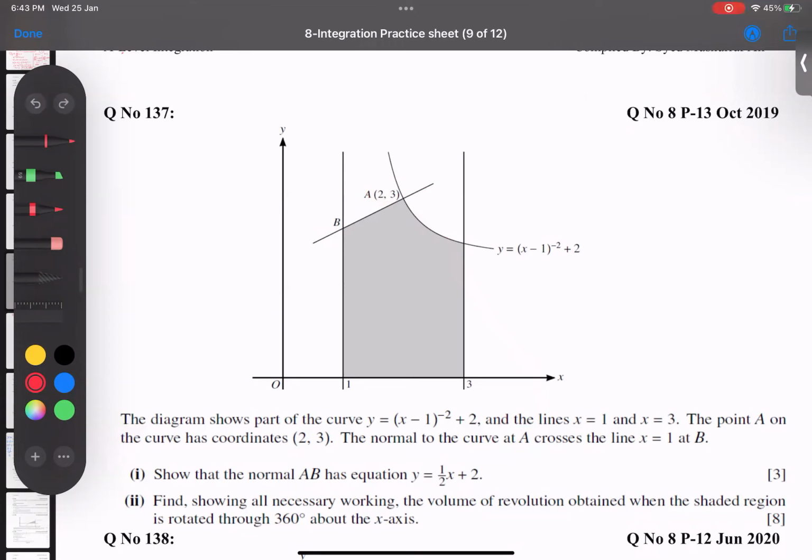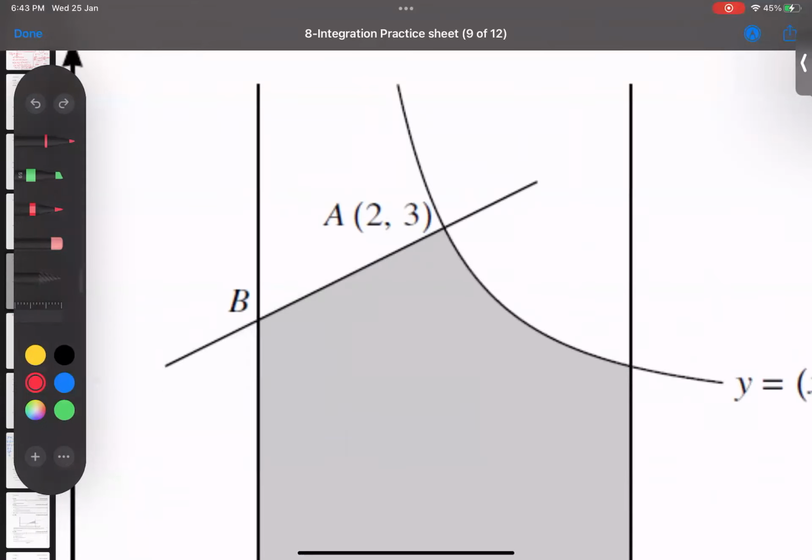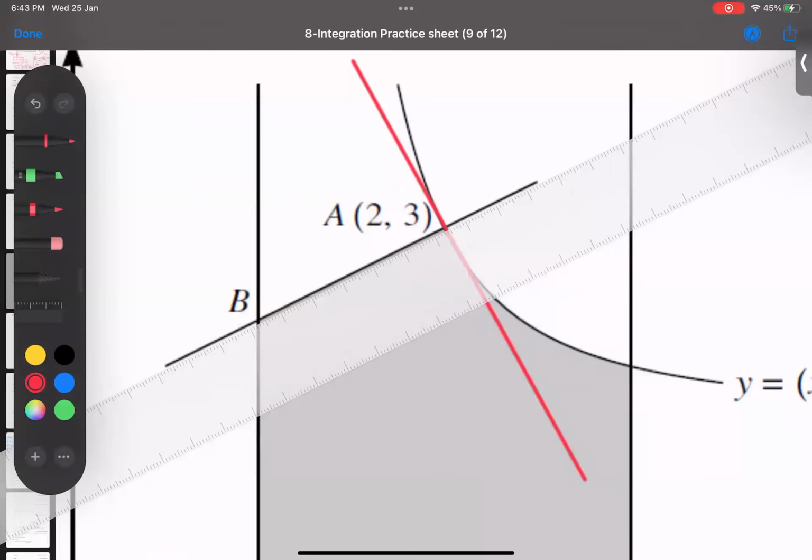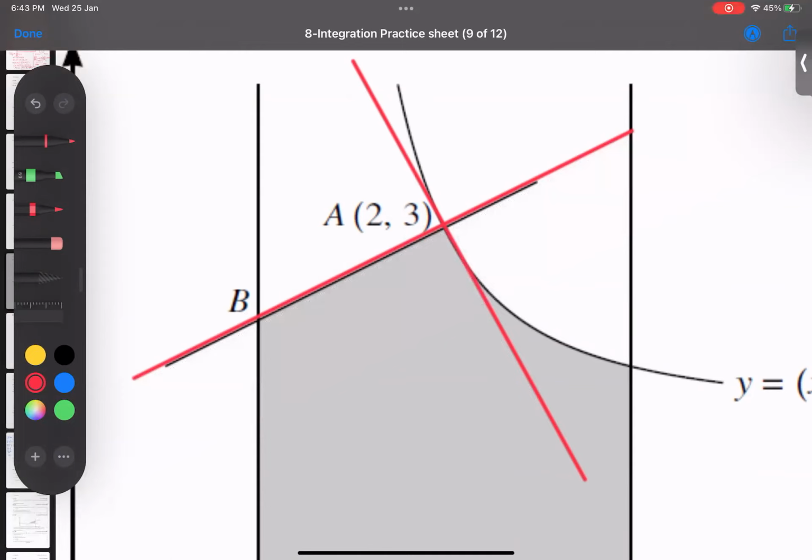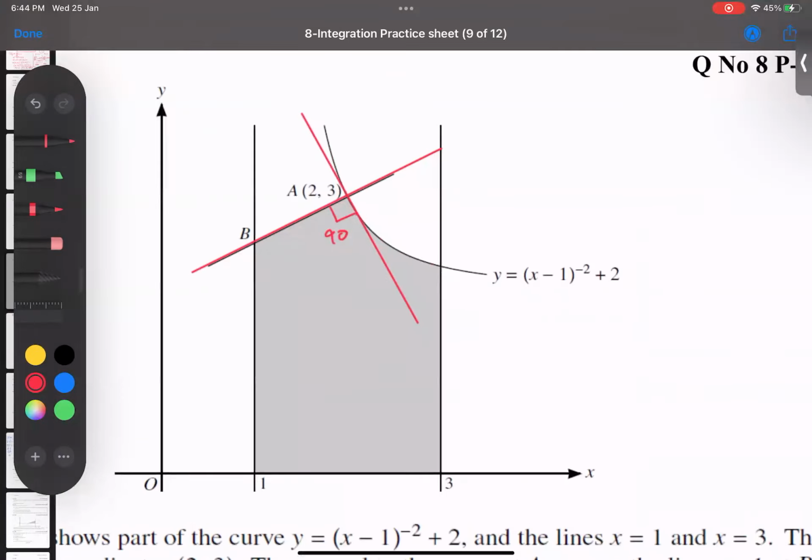If you look carefully, this is a tangent. All of you know it. This line touching the curve is called the tangent, and this is called the normal. It's a very clear approach: they make 90 degrees with each other. This is called the gradient of the tangent and this is called the gradient of the normal. I hope you got the idea.